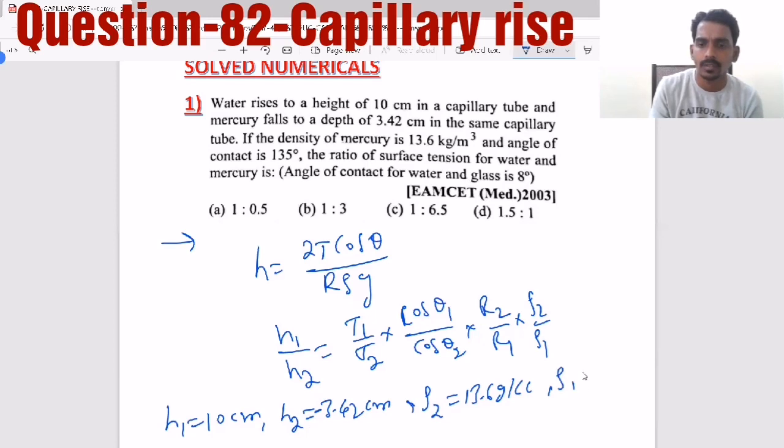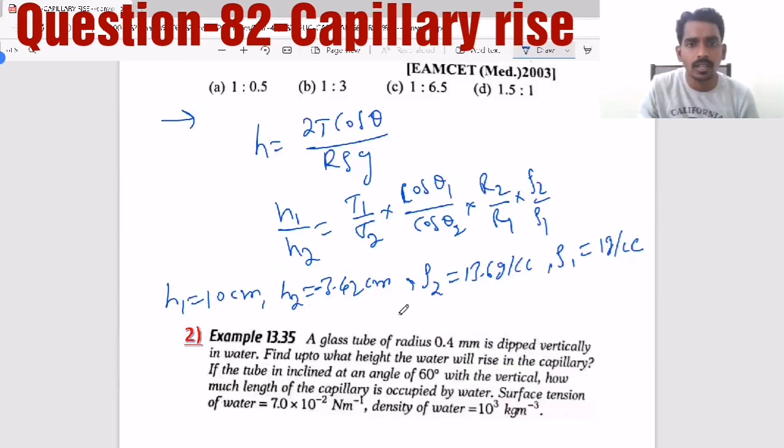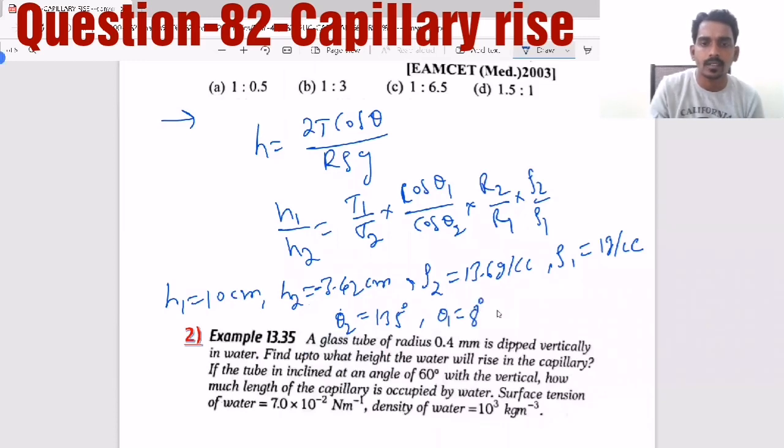Okay, let it be. They have given wrong. Rho 1 equal to 1 gram per cc. Anyhow, it will get cancelled. And angle of contact, theta 1. Sorry, for mercury they have given as 135 degrees. And theta 1 for water and glass they have given as 8 degrees.